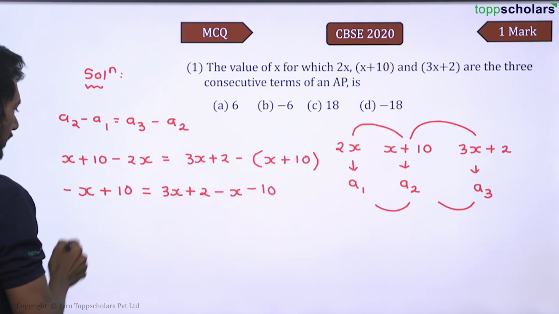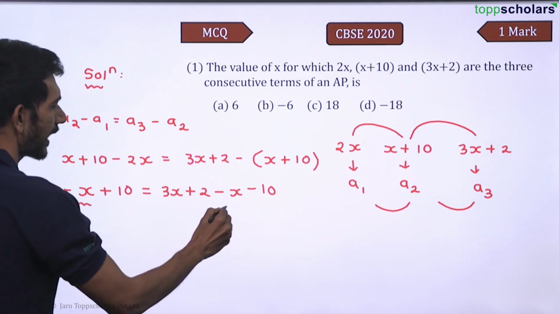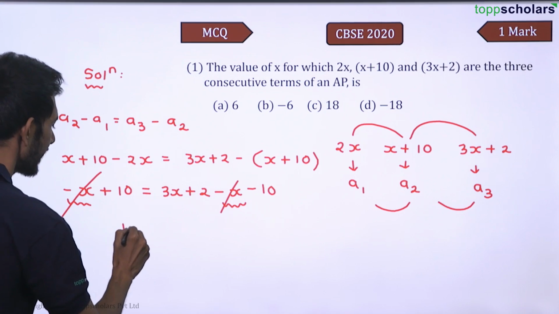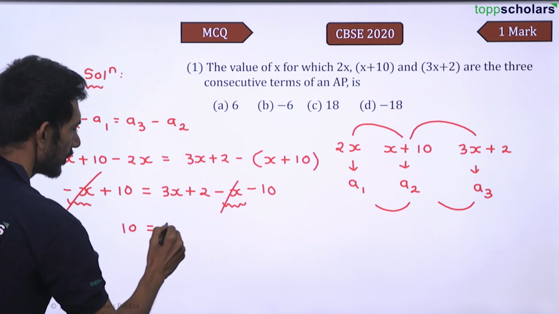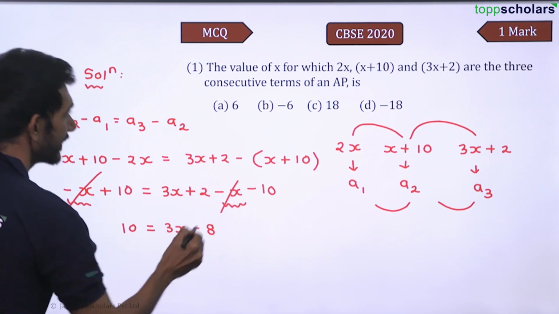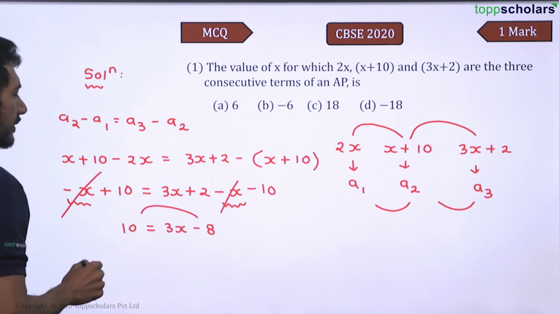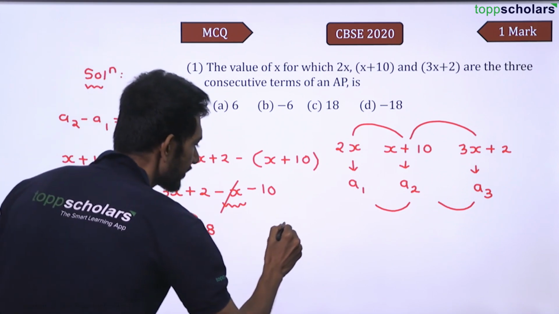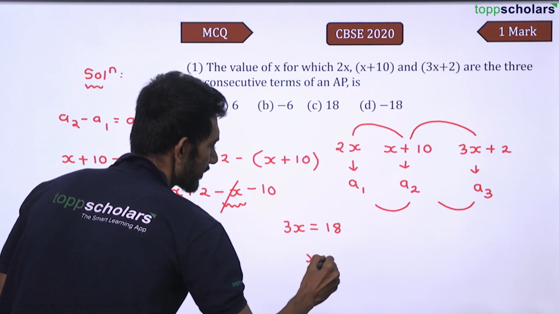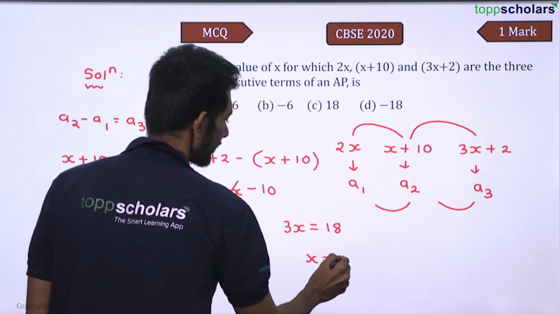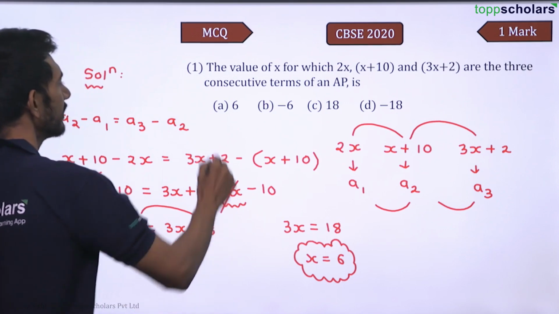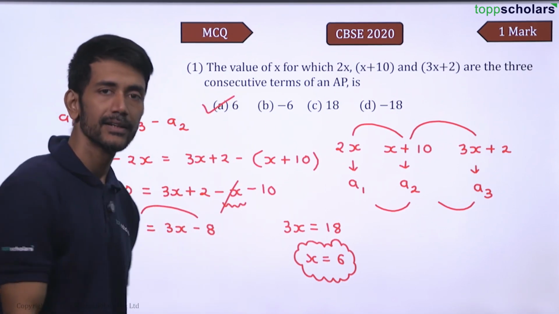You can solve this further. Here I have minus x, here I have minus x. I can directly cancel that, right? So what happens is I get 10 is equal to 3x, and 2 minus 10 is how much? Minus 8. If I take minus 8 here, that will become plus 8. So can I say 3x is equal to 18? And if 3x is 18, how much will be x? x will be 18 divided by 3, that is 6. So the value of x is 6, right? I hope this is clear.